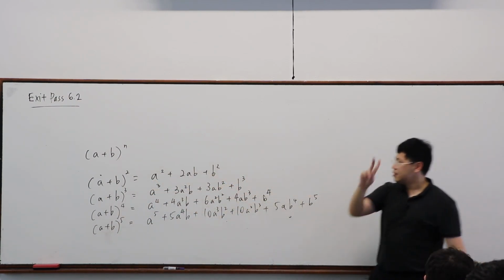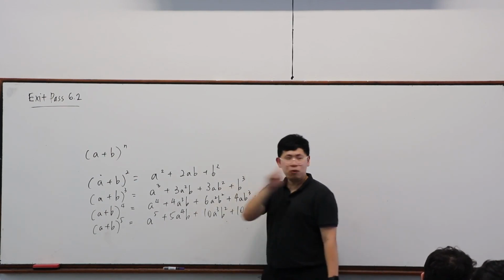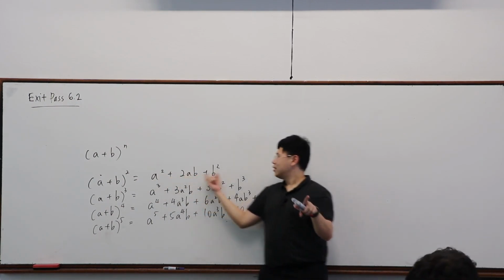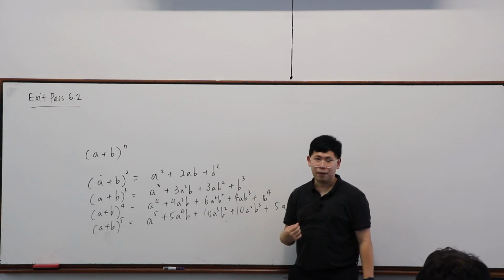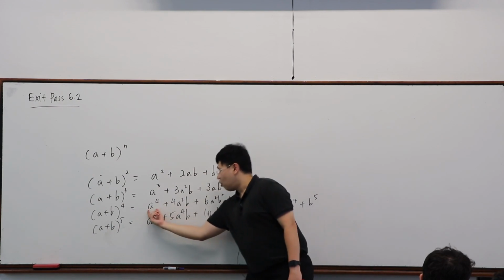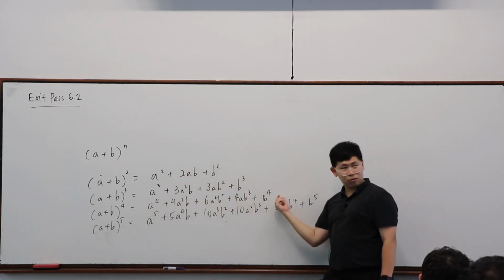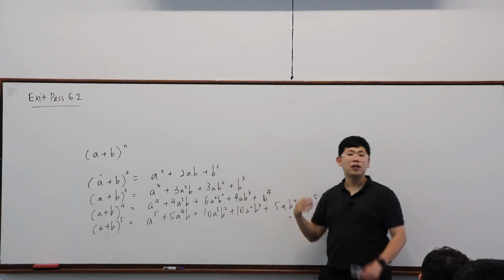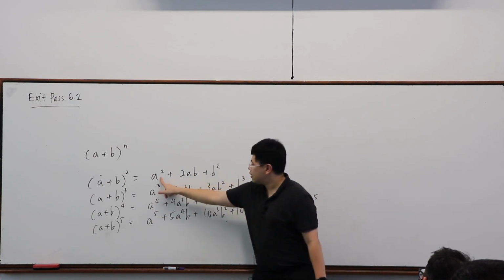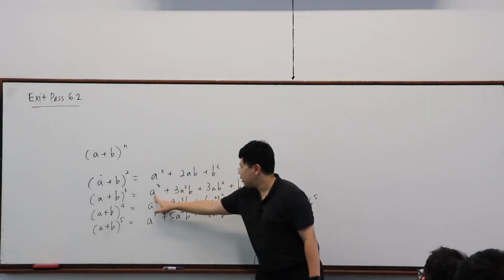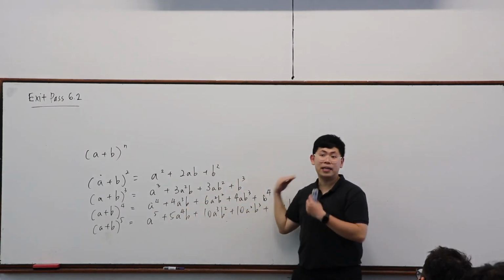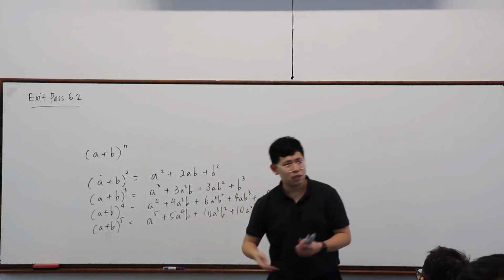The second observation is the powers of a. First term, a square. Second term, the power of a dropped by 1. This one, also dropped by 1, so no a. Same thing: a cube, a square, a, no a. A4, A3, A2, A1, A0. A5, 4, 3, 2, 1, 0. So the power of a decreases. The power of b increases: B0, B1, B2, B3, B4. This is the first few observations.